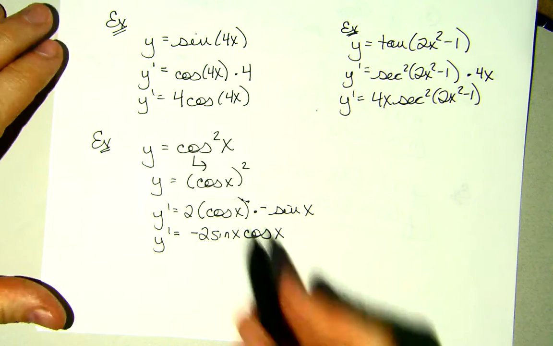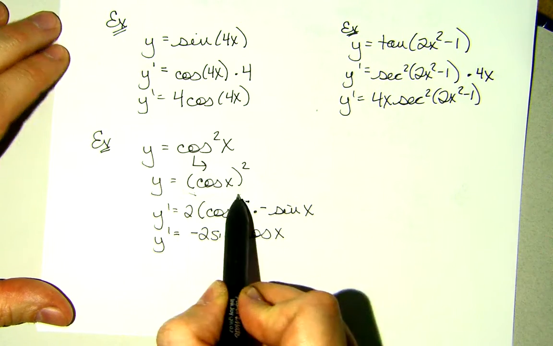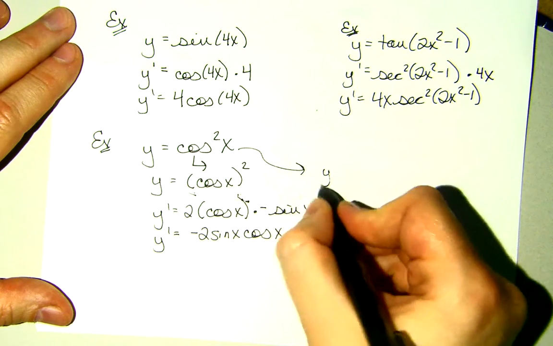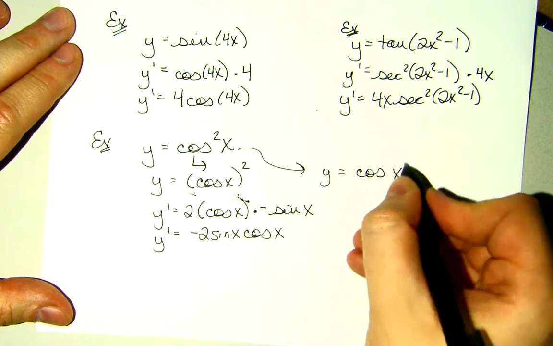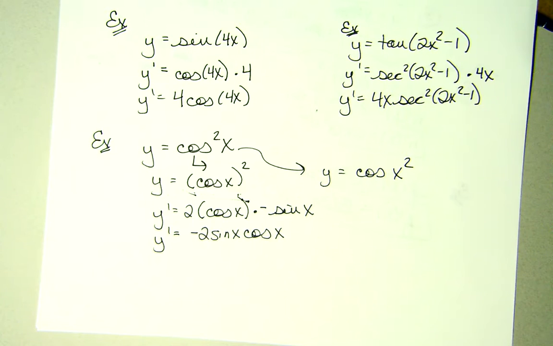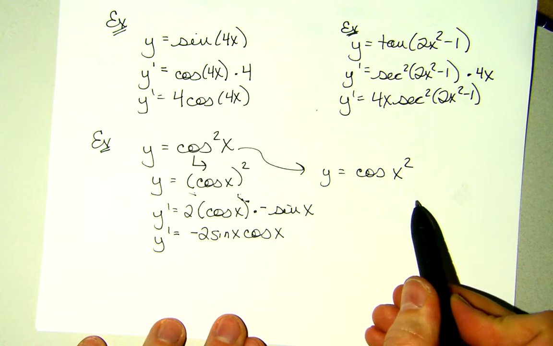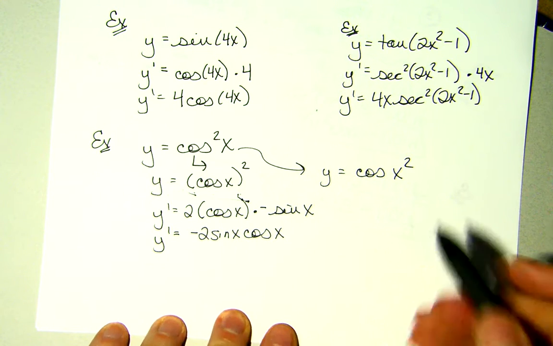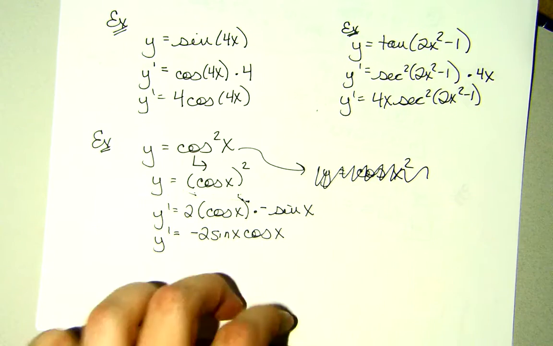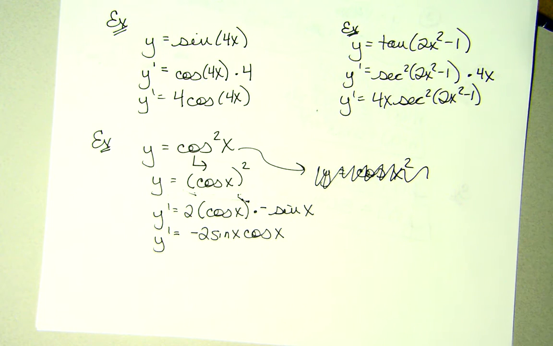By the way, would it have been okay? I wrote it as cosine x in parentheses squared. Could I really just write this as like y equals cosine x squared like that? What is this kind of implying is getting squared? That means something very different. That's not what this problem is asking you to do. It's saying let's square that entire cosine x thing.